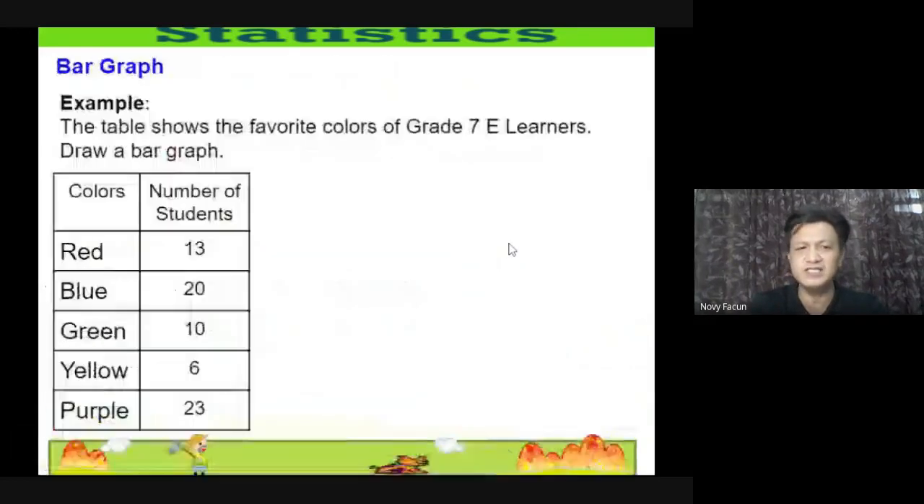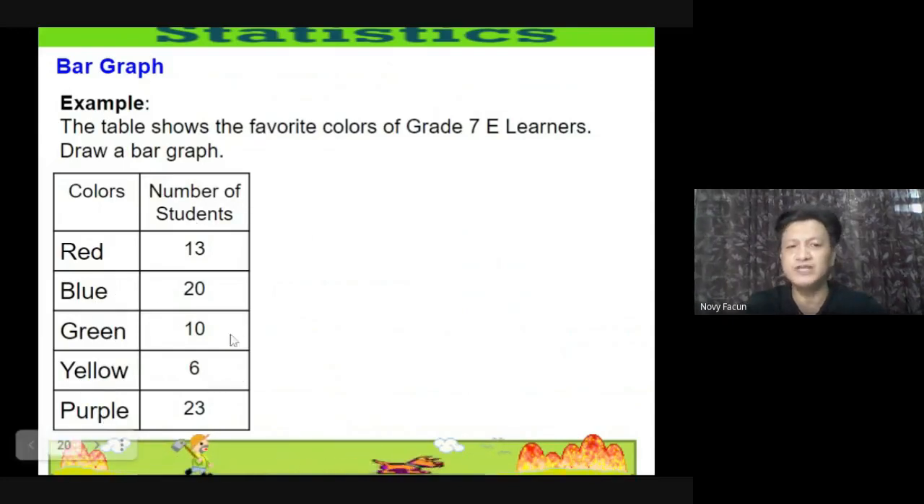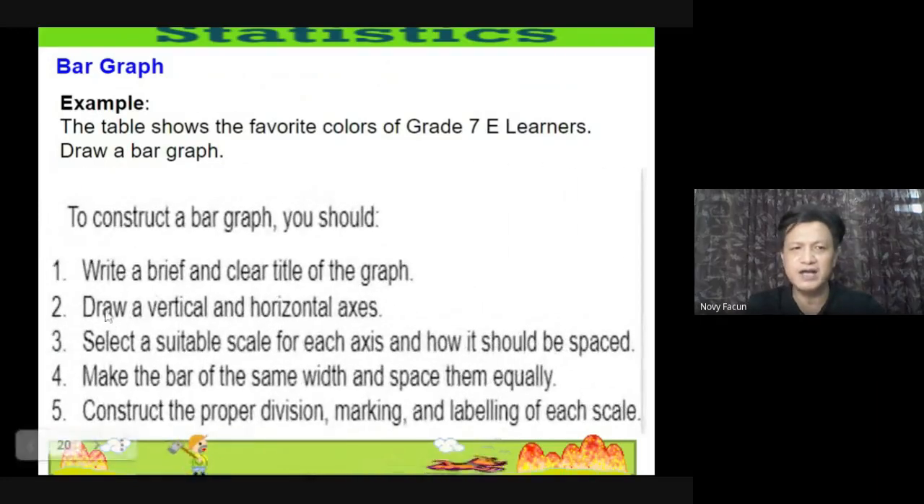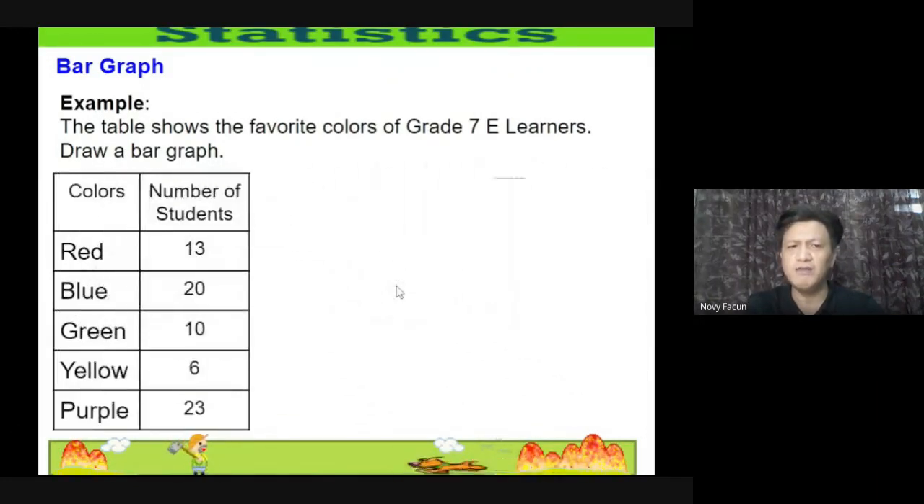So to help you visualize, let's have an example. The table shows the favorite colors of grade 7 e-learners. This is our given: red, blue, green, yellow, purple, and the number of students who like each color. Step 1 says write a brief, clear title of the graph. So what's the title? Favorite colors of grade 7 e-learners. You will always find it in the given problem.